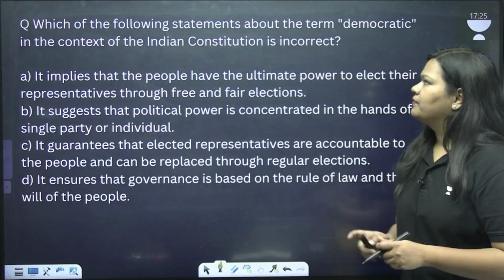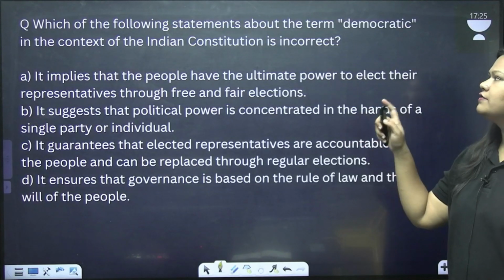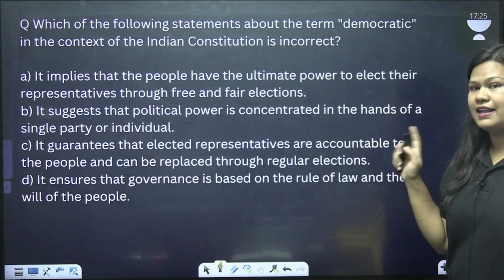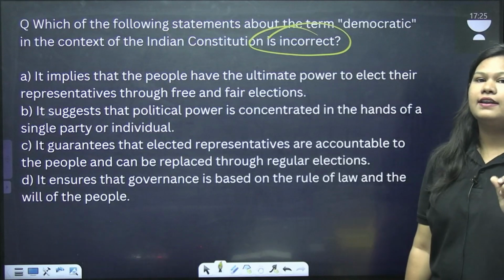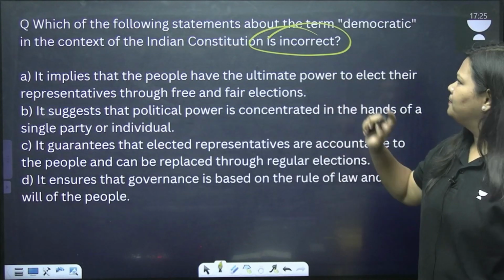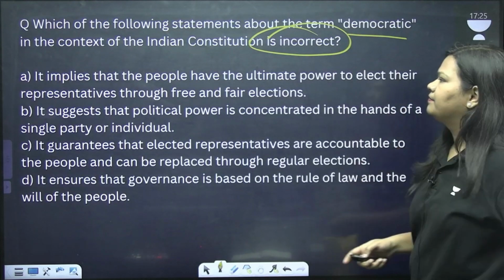Question number 4. Which of the following statements about the term democratic in the context of the Indian Constitution is incorrect? Identify the keyword which is incorrect. We need to identify the incorrect statement out of these four, and the question is on democratic.